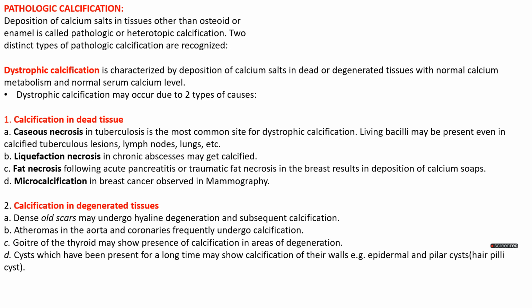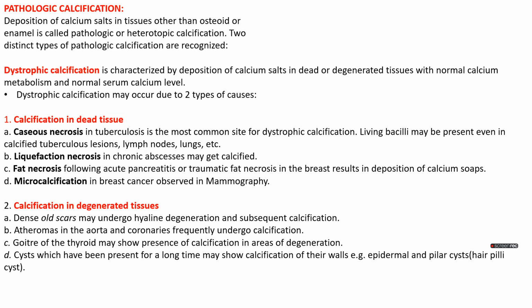Next is fat necrosis, following acute pancreatitis, that is inflammation of the pancreas, which is acute, not chronic. Acute means which is at a first stage. If it's prolonged, it can turn into chronic. Or a traumatic fat necrosis, that is due to trauma, that is the deposition of fat soaps. So these fat soaps contain calcium soaps. This is seen in the breast. Then microcalcification in breast cancer can be identified by the technique called mammography.